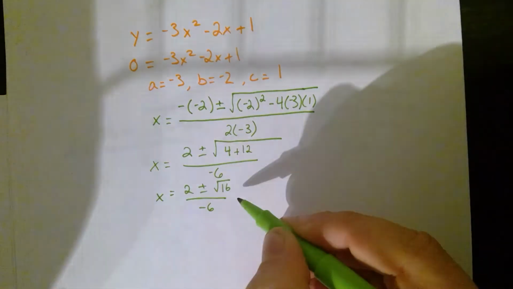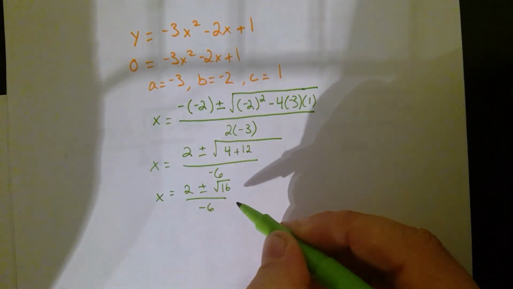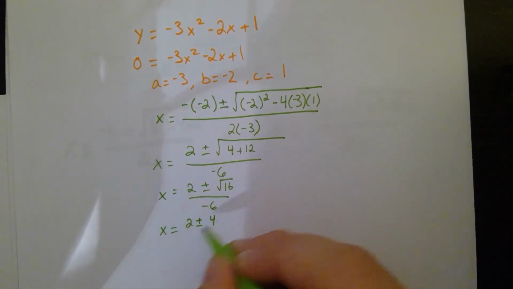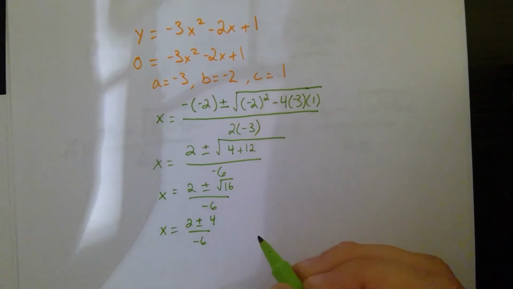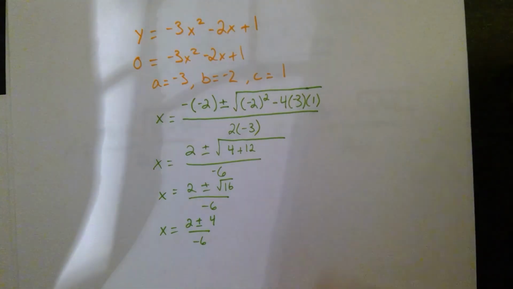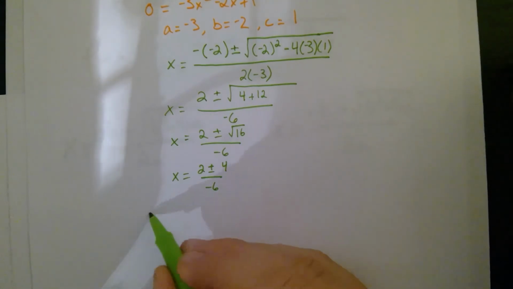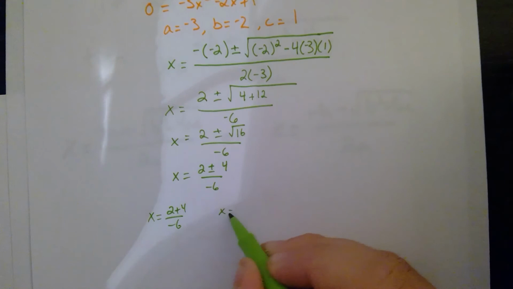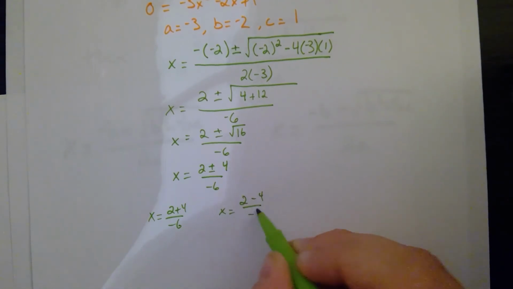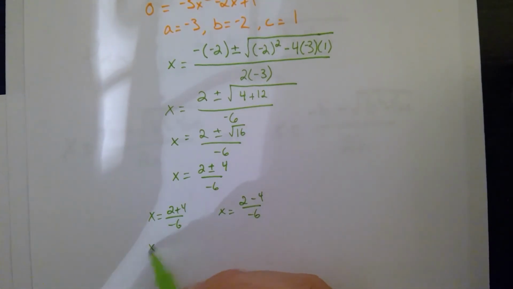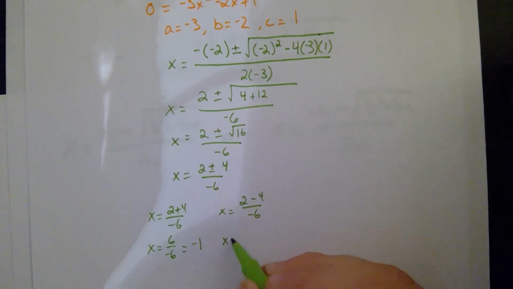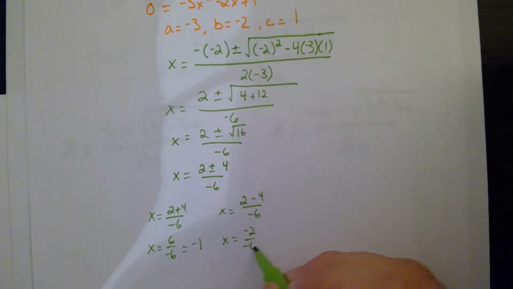Oh, we know square root of 16. Let's go ahead and just simplify that. So we have x equals 2 plus or minus 4 over -6. So now I'm going to break it down again. We're going to have x equals 2 plus 4 over -6, and x equals 2 minus 4 over -6. So this is going to equal 6 over -6, which equals -1. It's going to equal -2 over -6, which equals 1/3.